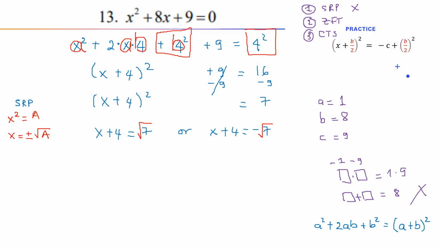All right, we continue. So subtract 4 from both sides. That makes 0. That makes x equal minus 4 plus square root of 7. On the other side, we have x plus 4 equal negative square root of 7. Minus 4 on both sides, 4 minus 4 is 0. x equals minus 4 minus square root of 7.